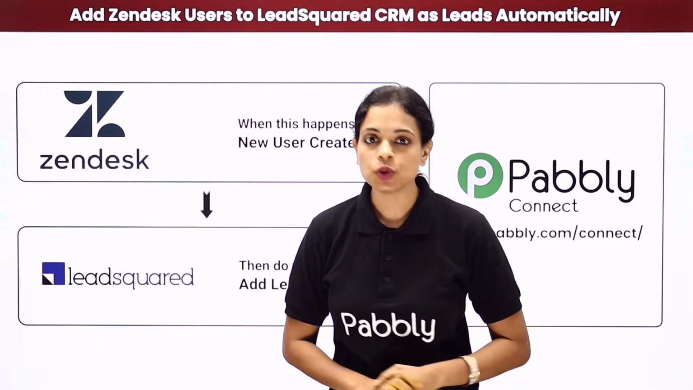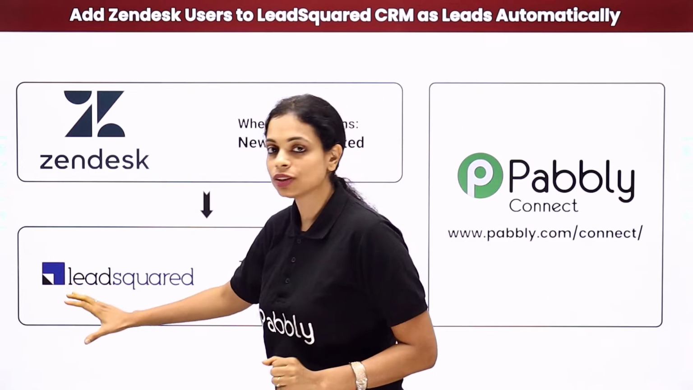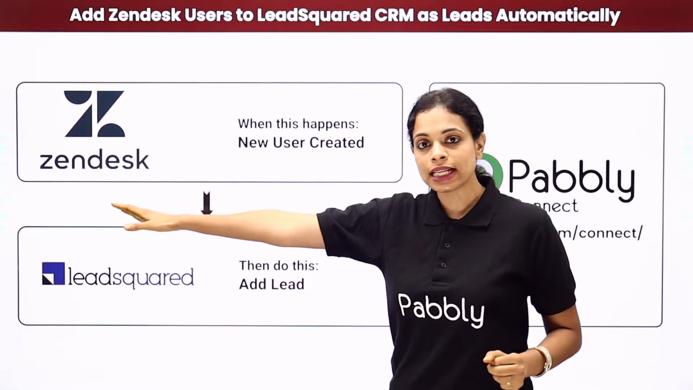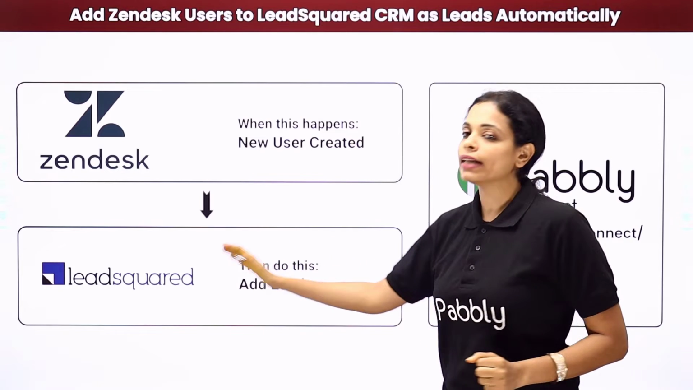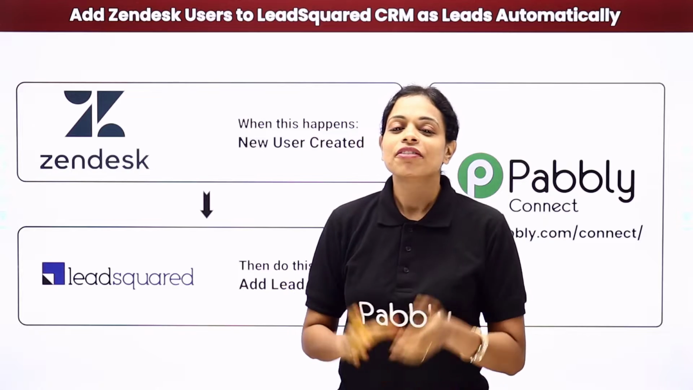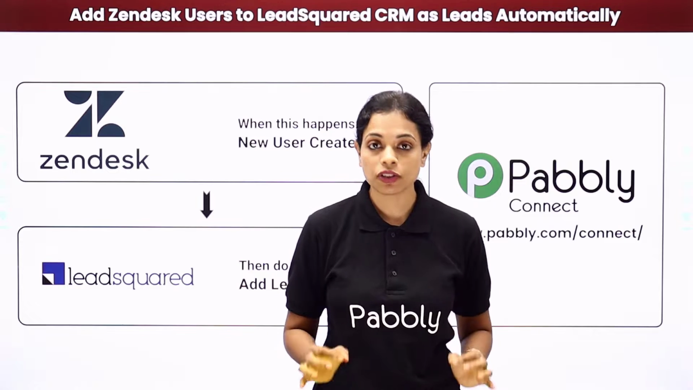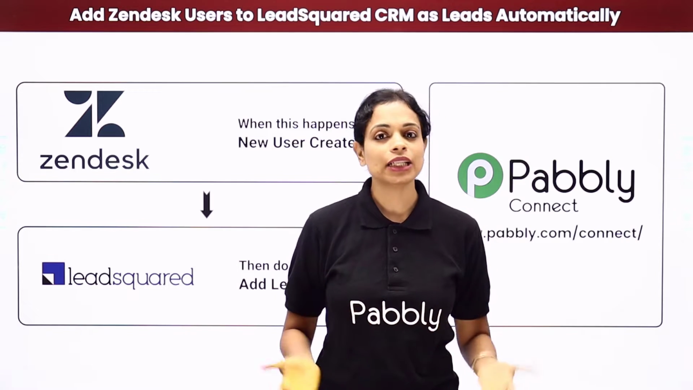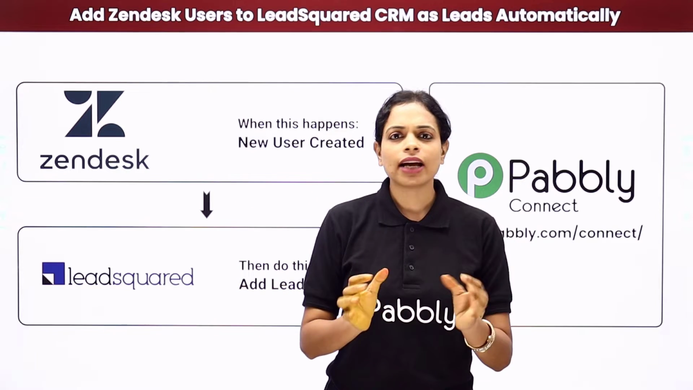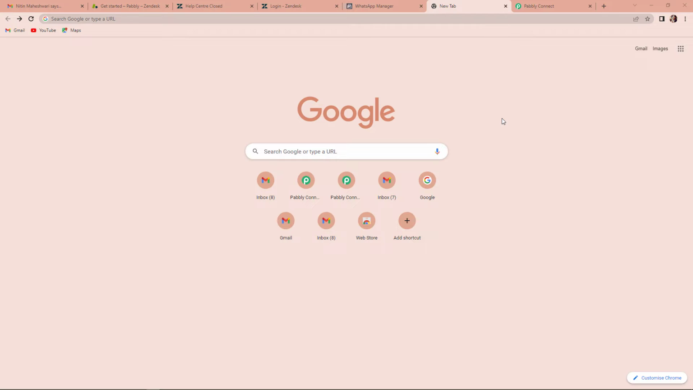But what if I tell you that this process can get automated, which means I'm talking about these two applications getting integrated in such a way that every time a new user is created on Zendesk, automatically that lead would be added on LeadSquared. Now this definitely sounds interesting, but how would we do this? We are going to do this with Pabbly Connect software, which is an integration and automation software where you do not need any coding skills. And you can run this integration yourself. You just have to know the process. And for that, let me take you to my screen. So let's begin the process.